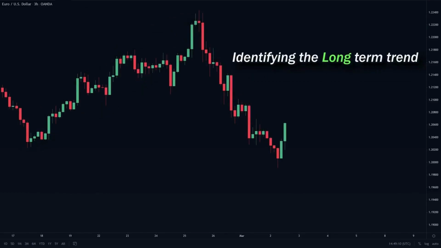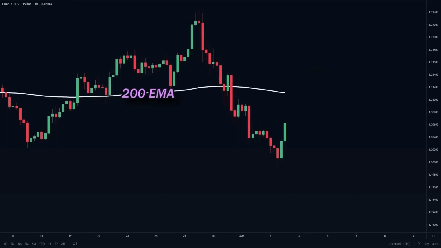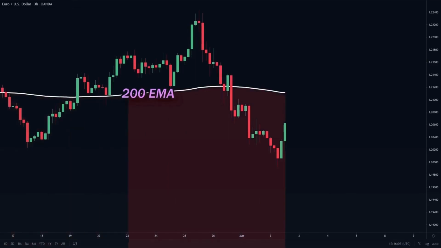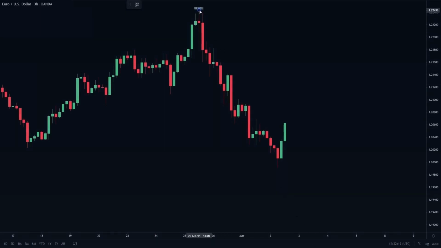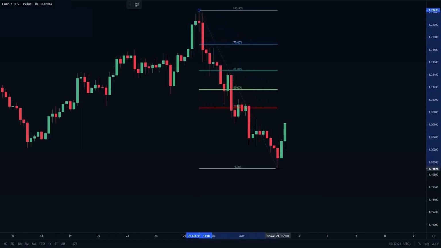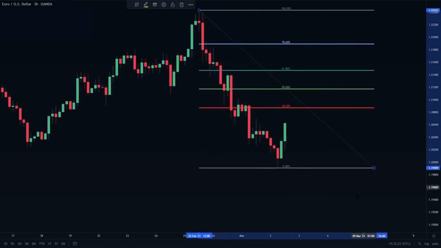Well, the way we know that is by identifying the long-term trend using the 200 EMA indicator, and in this example, we can see that the price is below the 200 EMA, meaning this downward movement is in fact a downtrend. Once you've identified the downtrend, the next step is applying the Fibonacci retracement tool. And since it's bearish, you want to start from the swing high and connect it to the swing low, and again drag it to the right to extend the levels.